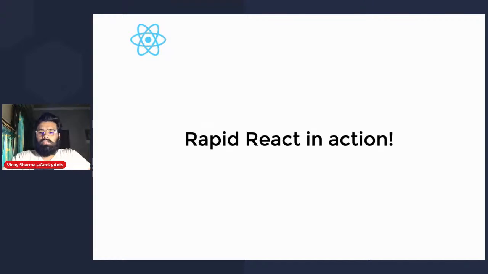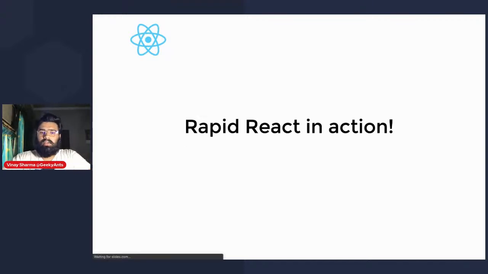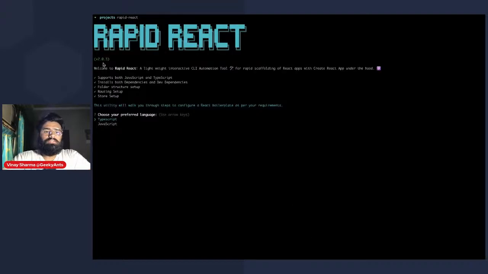So now we're going to see how Rapid React actually looks in action. First of all, I'm going to navigate to the directory of my choice. And over here, I'm going to write Rapid React. So first of all, you can see that it's displaying the version that it's currently in, and whatever features it provides. Over here, a developer can choose their language preference. I'll go with TypeScript. And then the app name is demo app. And then we choose the preferred export, it's named. And preferred styling would be SCSS.